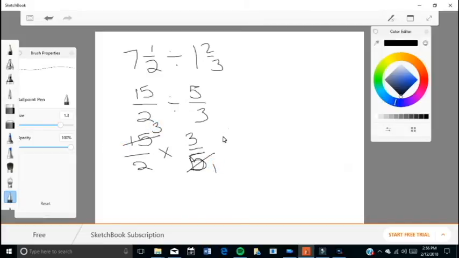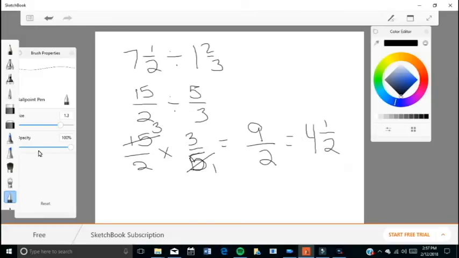Now I'm going to multiply across. So 3 times 3 is 9. 2 times 1 is 2. Now I'm going to make into a mixed number. 2 Skittles make a bag. I got 9 Skittles. I can make 4 bags with 1 left over. So 4 1/2.